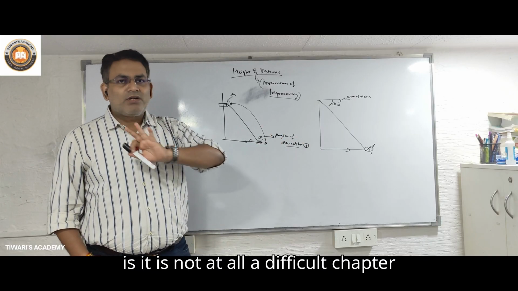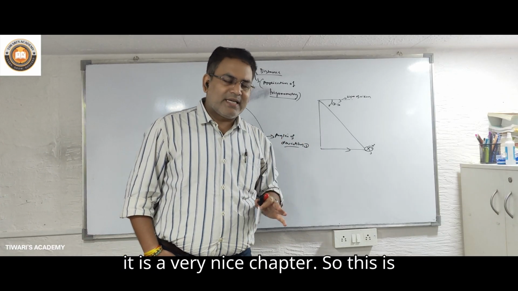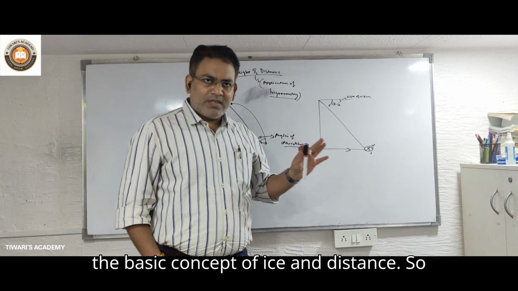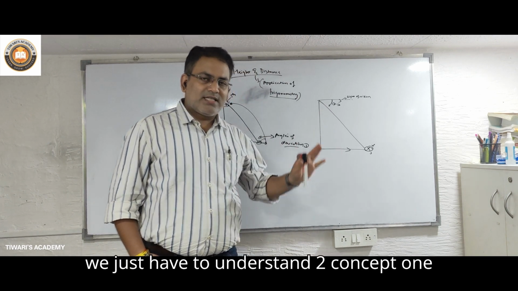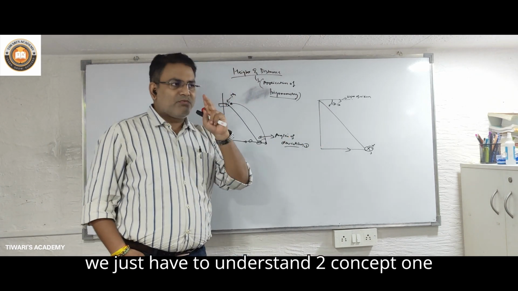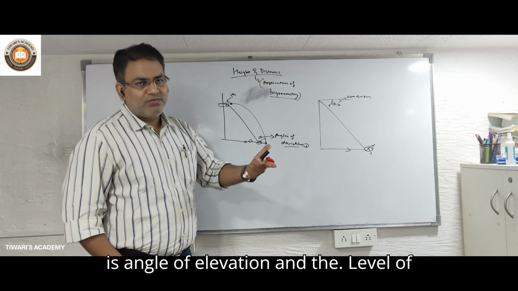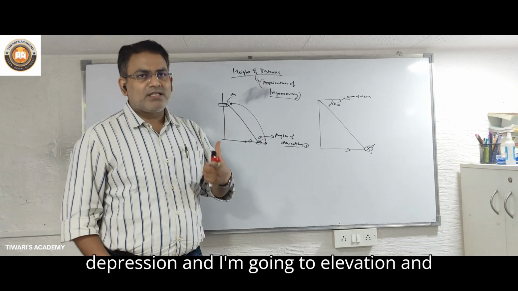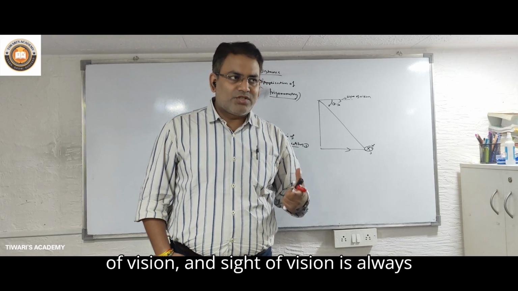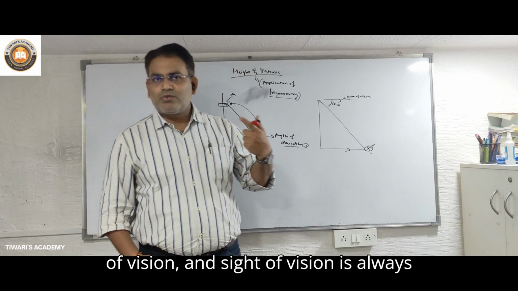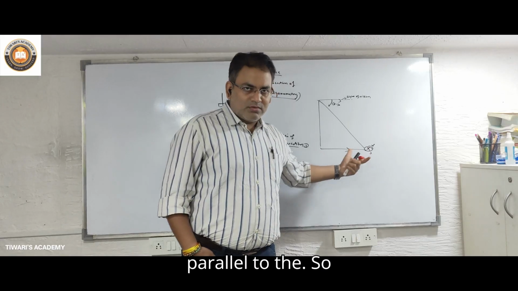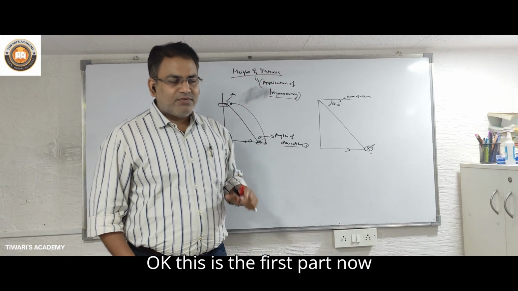So it is not at all a difficult chapter, it is a very nice chapter. So this is the basic concept of heights and distance. We just have to understand two concepts. One is angle of elevation and the other is angle of depression. And angle of elevation and depression is always created with sight of vision, and sight of vision is always parallel to the ground surface. Okay, this is the first part.